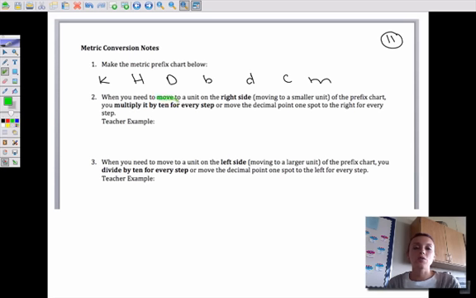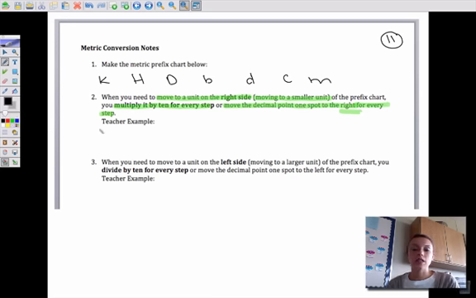So if we move to a unit on the right-hand side, that means we're moving to a smaller unit on the prefix chart. If we do that, we're going to multiply it by 10 for every step, or move the decimal point one spot to the right for every step we take.